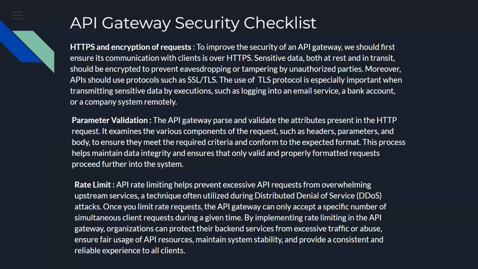Rate limiting. API rate limiting helps prevent excessive API requests from overwhelming upstream services, a technique often utilized during distributed denial of service attacks. Once you limit rate requests, the API gateway can only accept a specific number of simultaneous client requests during a given time. By implementing rate limiting in the API gateway, organizations can protect their back-end services from excessive traffic or abuse, ensure fair usage of API resources, maintain system stability, and provide a consistent, reliable experience to all clients.